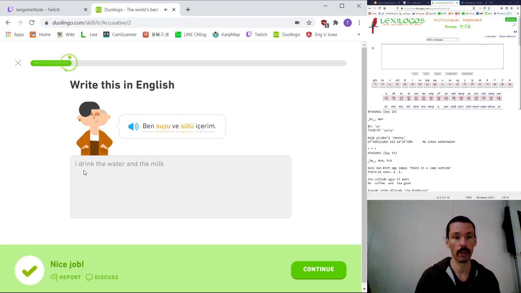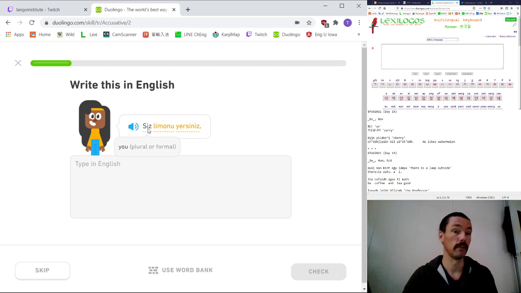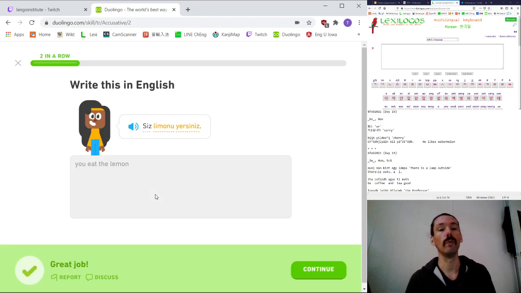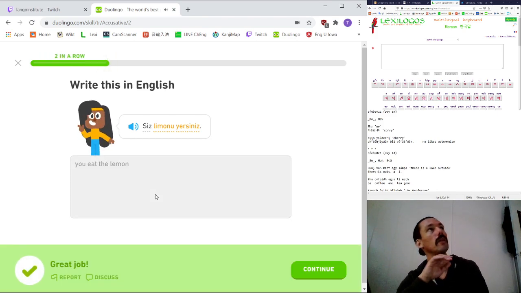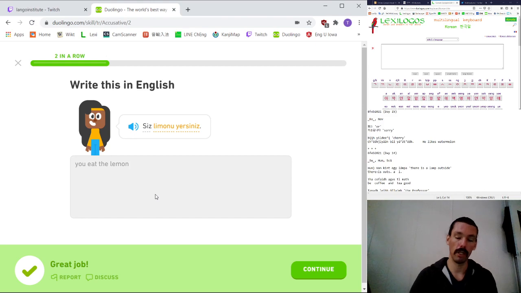Sütü. Siz limonu yersiniz. Siz. That's you plural, I believe. So you all eat the lemon. Limonu. Not limoni. Limonu. I guess a way to look at it is that accusative suffix vowel tries to be as much like the preceding vowel as it can.